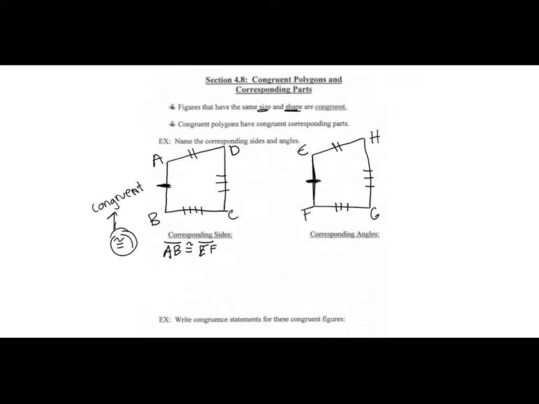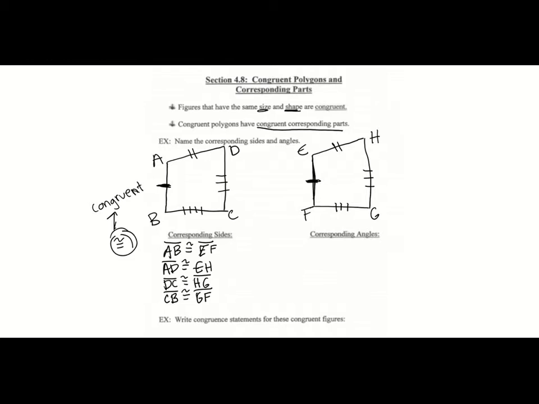Okay, so that's our first pair of sides, AB and EF. Then we have AD is congruent to EH. DC is congruent to HG. And finally, CB is congruent to GF. So those are our corresponding sides. So that's what it means up here. Congruent polygons have congruent corresponding parts.